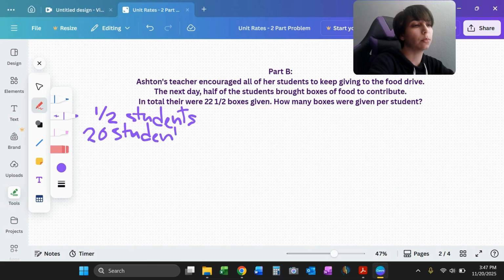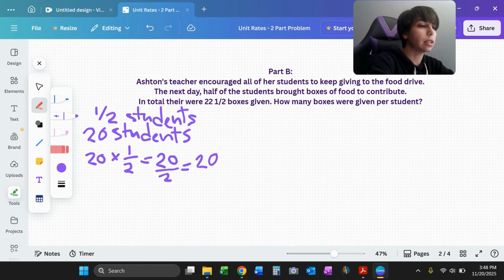Okay, so we need to know what half of 20 students is. You might be able to do it in your head. If you are not able to do it in your head, there's 2 ways we can look at it. We can look at it like 20 times half. We can look at it like 20 over 2. And that is the same thing as 20 divided by 2. And if you didn't know it, I'm sure by now you figured it out. 10. Okay, so half the students would be 10 students.